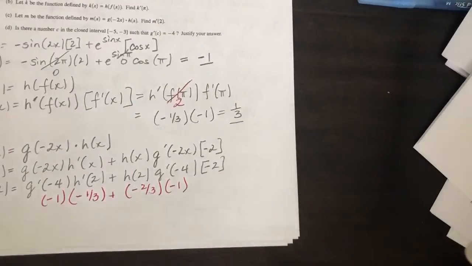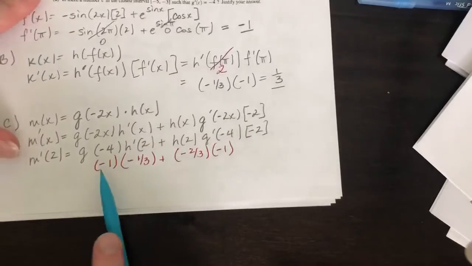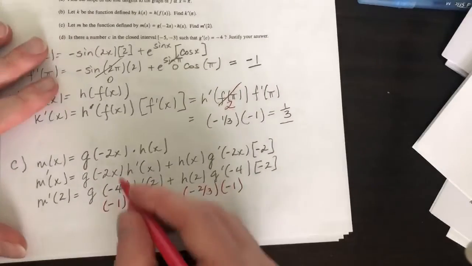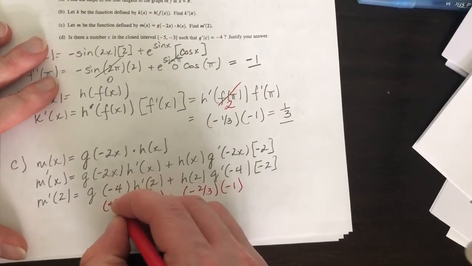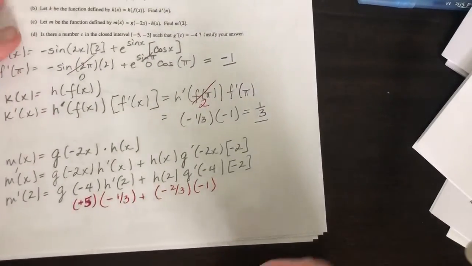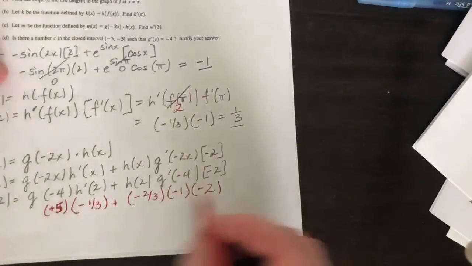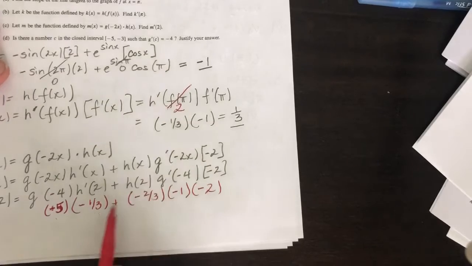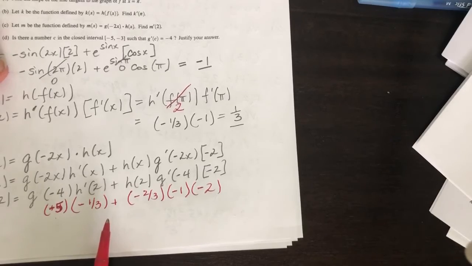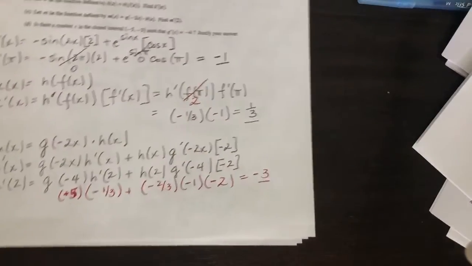Hold up, no, I wrote that wrong. Haven't woken up yet, sorry. This should be g of negative 4. So g of negative 4 is actually 5. And g prime of negative 4 should have been negative 1. Adding all this together, you get negative 5/3 plus a negative 4/3. So you should get negative 3. That's what it comes out to be.